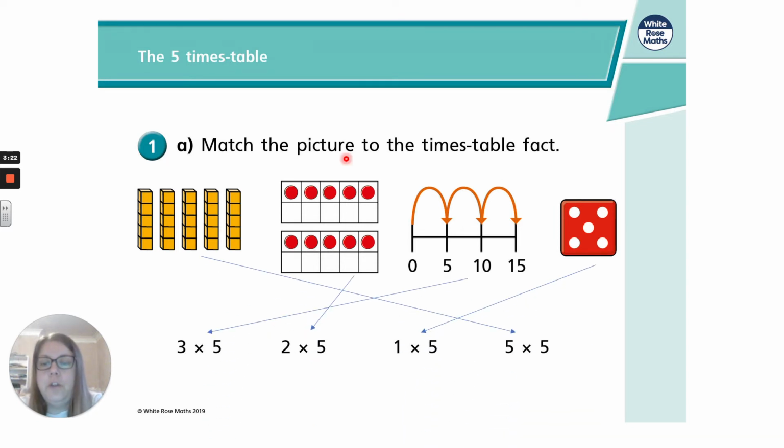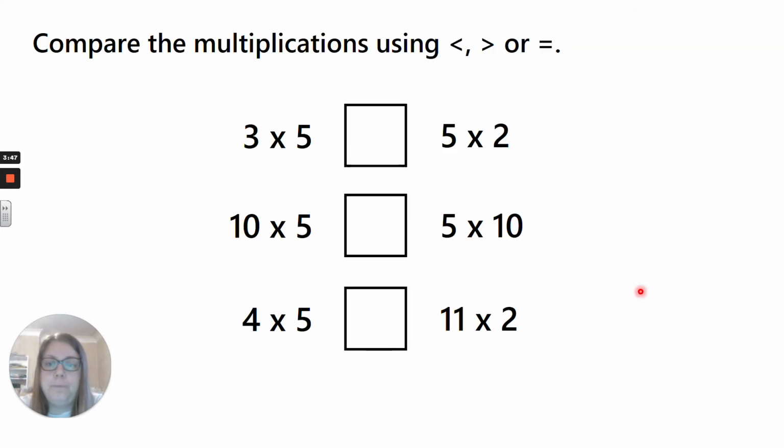Here we are, we've got the dienes. So we've got 1, 2, 3, 4, 5 lots of 5, haven't we? There are 5 dienes made up of 5. So that goes to 5 times 5. Our tens frame shows 5 on this one and 5 on this one. And we've got 2 tens frames. So that's 2 times 5. The number line has jumped 1, 2, 3 lots of 5. And the dice just shows 1 lot of 5 because it's just 5. So give yourselves a tick if you did that.